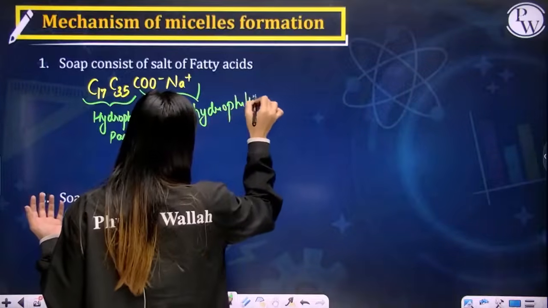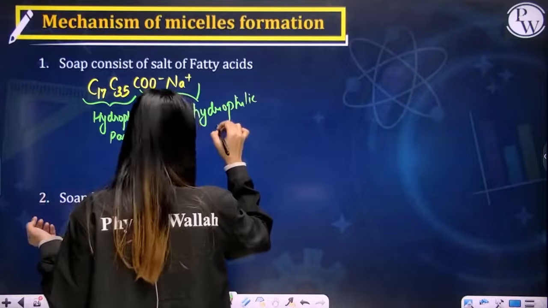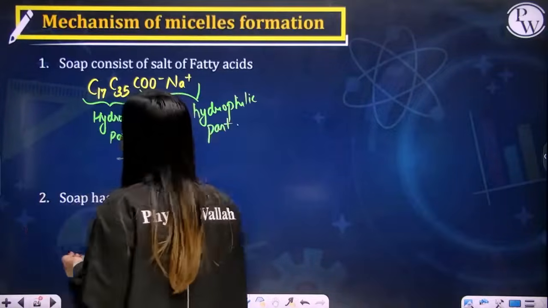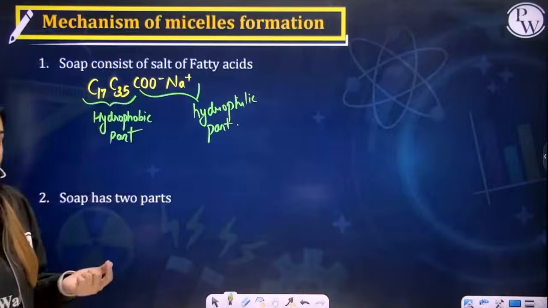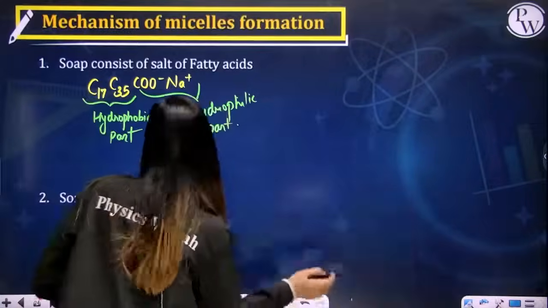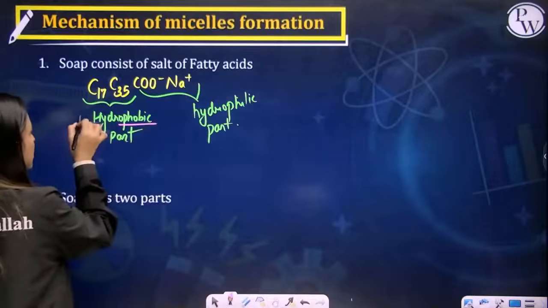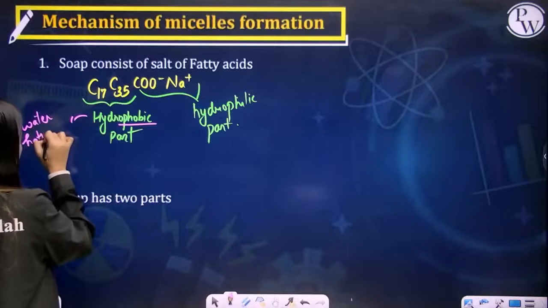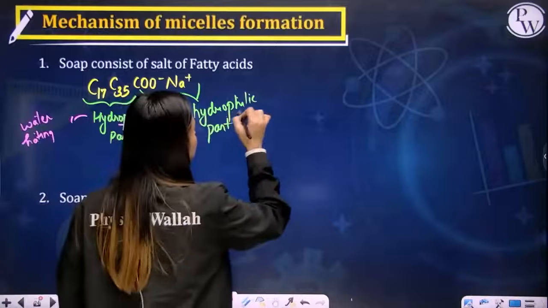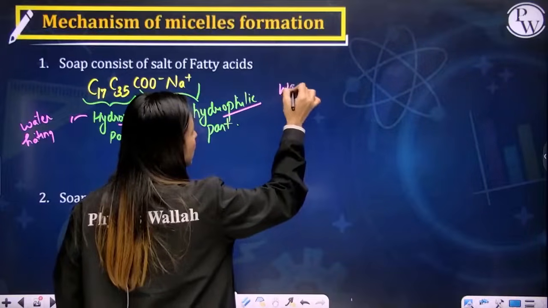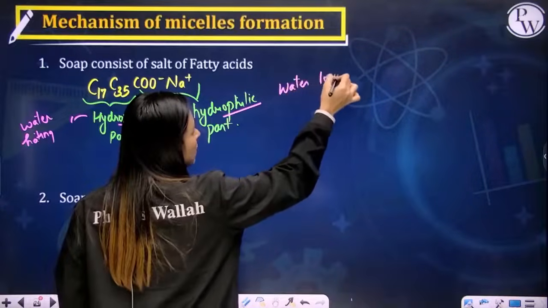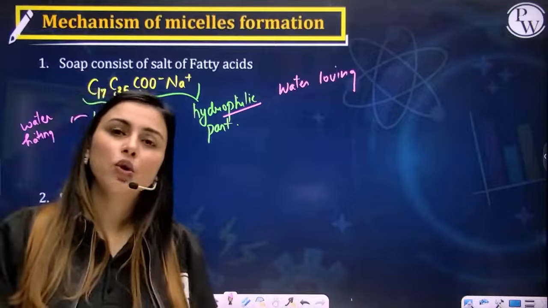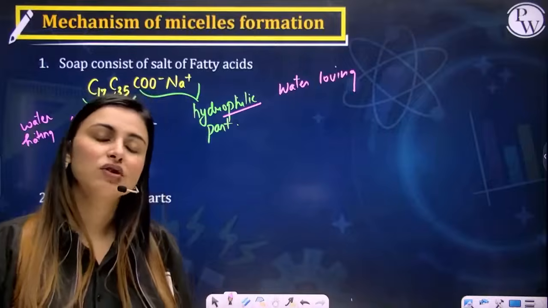Now I have used two words: one is hydrophobic part and one is hydrophilic part. Hydro stands for water and phobic stands for hating, so this is water hating. And hydro is water, philic means loving, so this is water loving. So in a soap you have two different parts: your hydrophobic part, which is the water hating part, and your hydrophilic part, which is the water loving part.